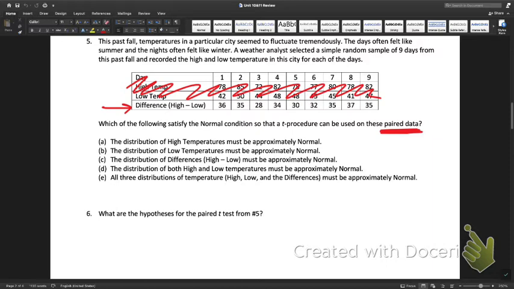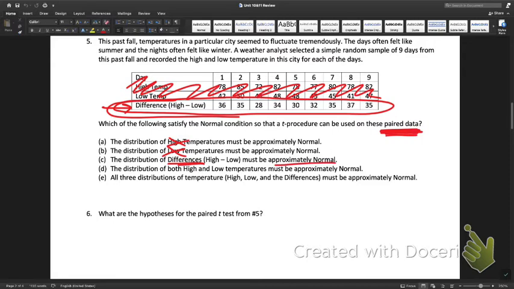So I'm just going to look at this difference column, and this difference row is the only row that matters. The distribution of high temperatures has to be normal. I don't care about the high temperatures because of the paired data. The distribution of low temperatures has to be normal. I don't care because it's paired. The distribution of differences must be approximately normal. That is true. The distribution of both high and low, nope, don't care. All 3 have to be approximate? Nope, they do not. I don't care about the high or the low. I only care about the differences. So the answer would be C.